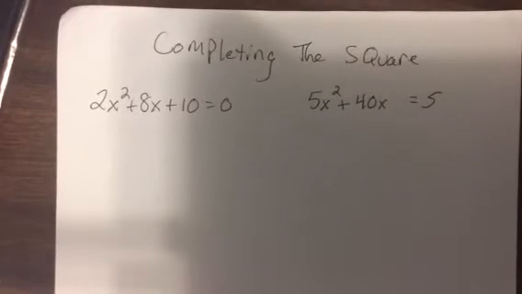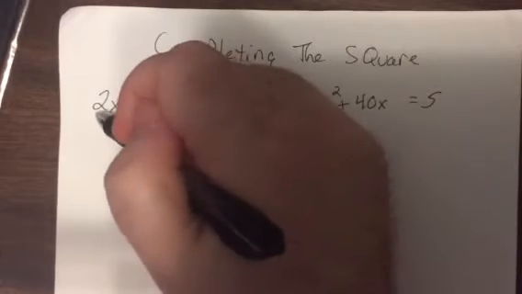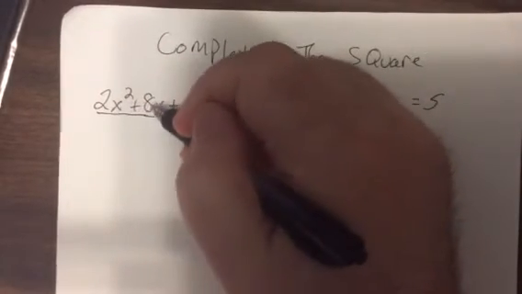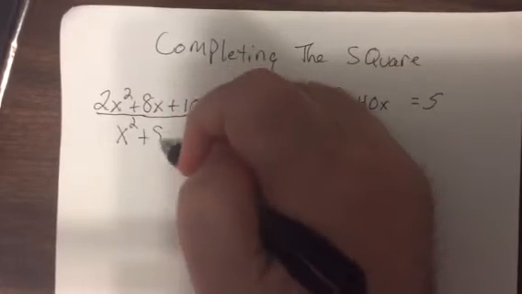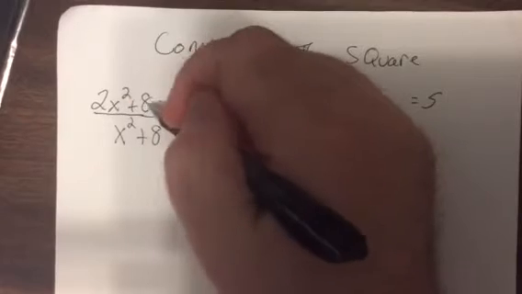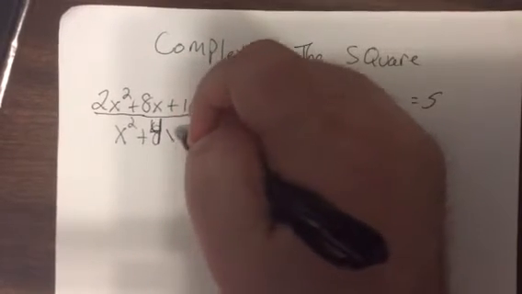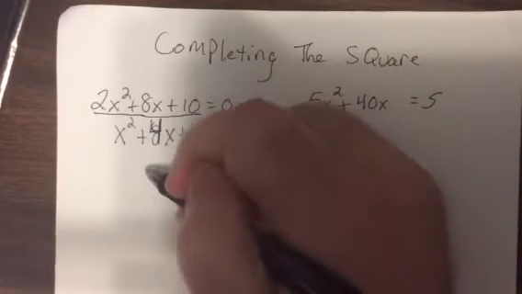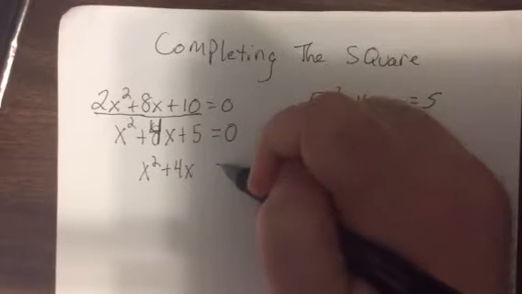So completing the square. We have to have a 1x squared to complete the square. So the first thing you have to do is divide everything by a. Ax squared plus bx plus c. So it'd be x squared plus 4x plus 5. Now, I want to get the x's by themselves, so I'm going to subtract the 5.